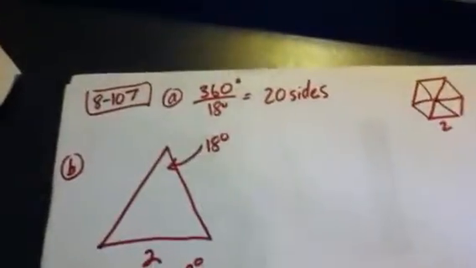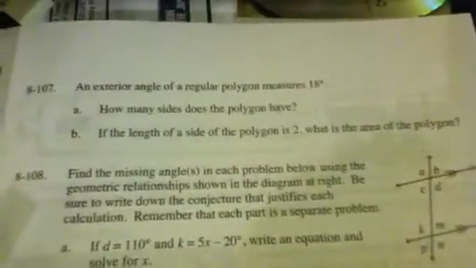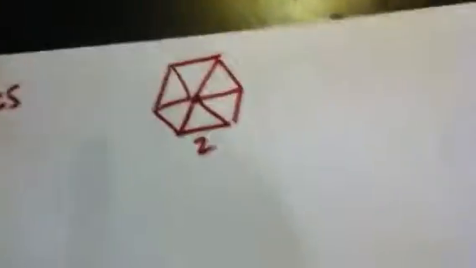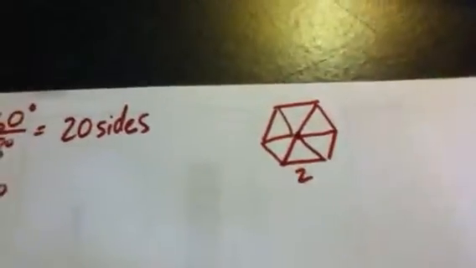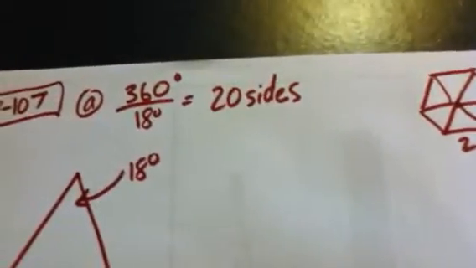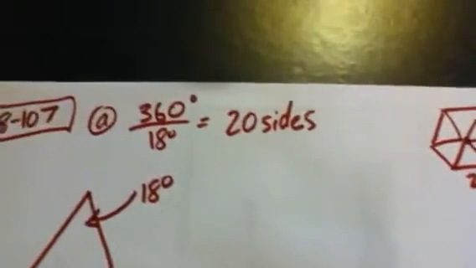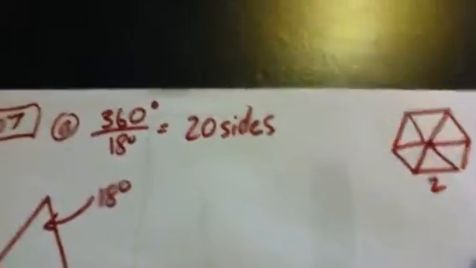This is Geometry 8-107. The problem says an exterior angle of a regular polygon is 18 degrees. How many sides? So I know that all the exterior angles of any polygon always add up to 360 degrees. So all I did was go 360 divided by 18, and I found out that my polygon has 20 sides, so that's the answer to letter A.